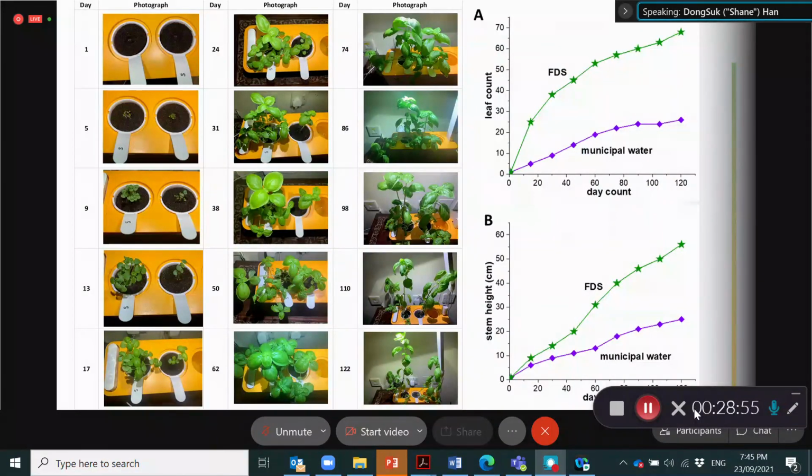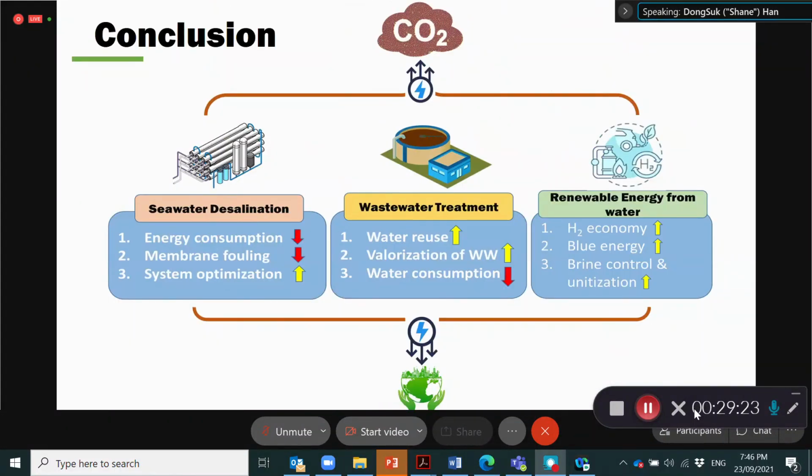We applied it for 3 months, and compared it to the use of municipal water. This FDS is the fertilizer draw solution. Finally, when we count leaf and stem height within 3 months, mostly the plants that took in FDS grew well. So finally, I want to conclude with this slide.